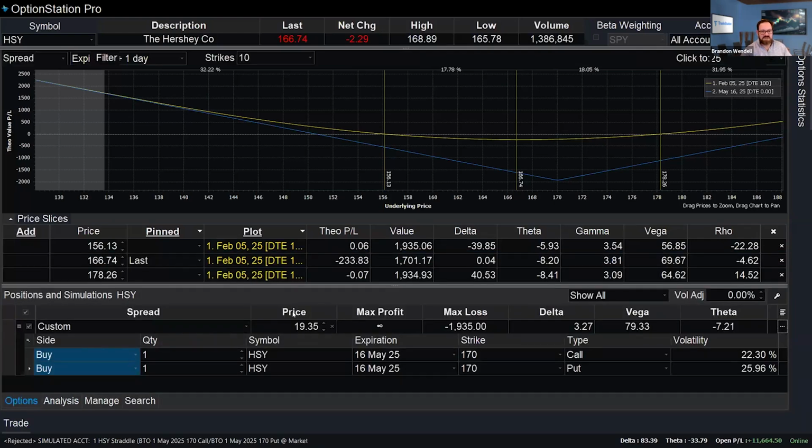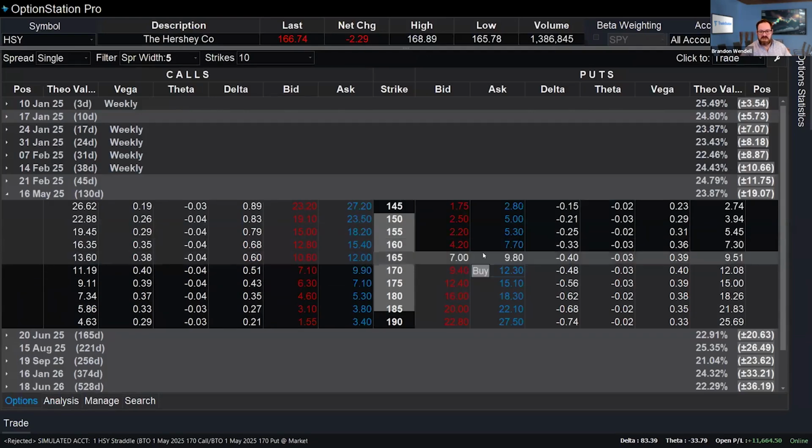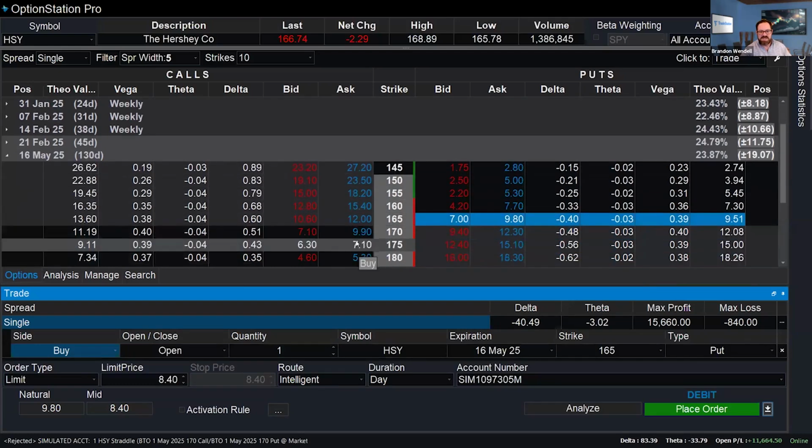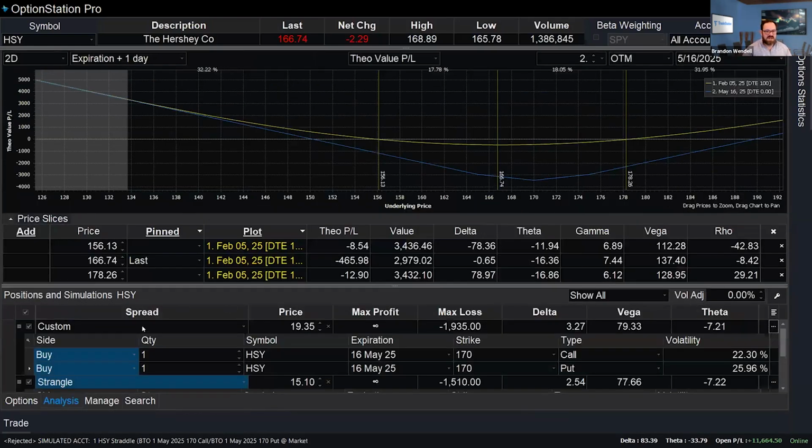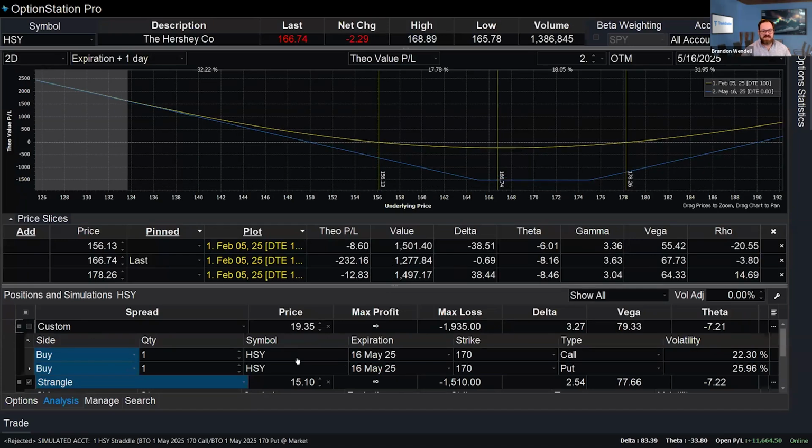Go back to options. And again, put in buy the 165 put, buy the 175 call, analyze. And there we go. Now I've got them side by side. So this is now the strangle. Notice the price difference. It's only 1510 versus 1935. So my max loss is lower. The problem with that, yes, it's cheaper to get in, but I'm going to need a much bigger move one direction or the other for profit to potentially happen.